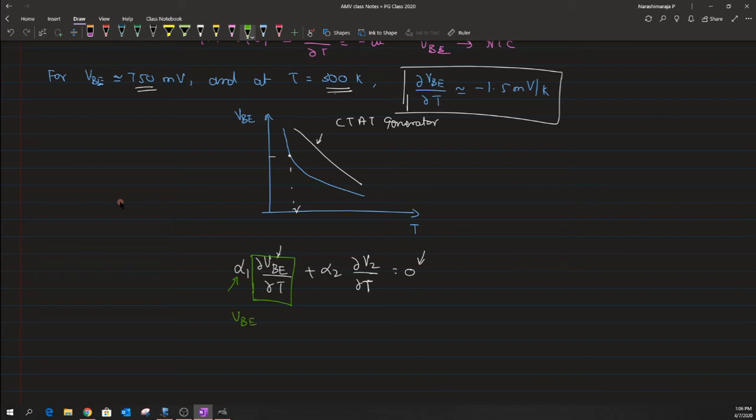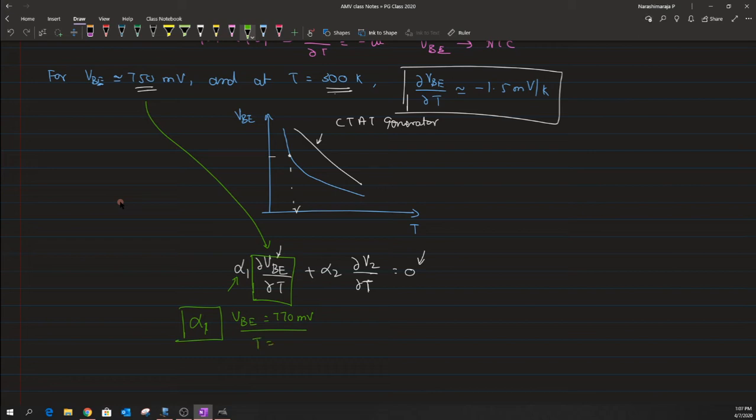Say for example, if the value of VBE is not 750, but rather it is 770 millivolt. In that case I have to substitute a different value of alpha 1 rather than the alpha 1 that I used to evaluate the value of this dou VBE with respect to dou T. Hope that you are clear. So this factor also has to be varied depending on what value of VBE we have chosen and what value of temperature we are trying to operate the device at.